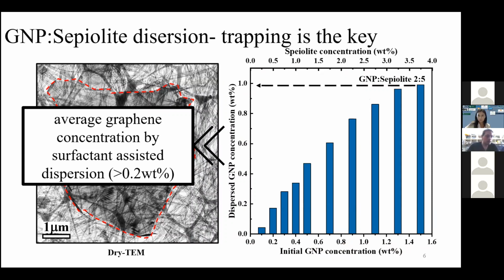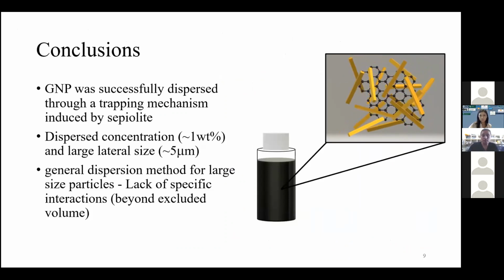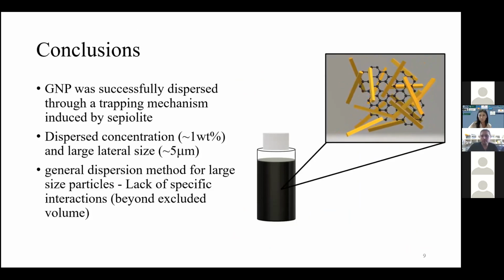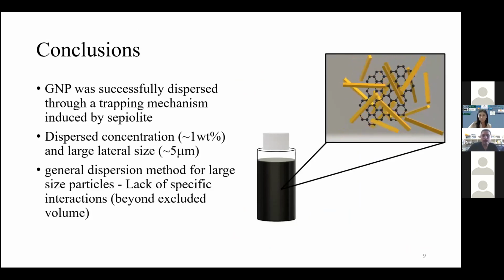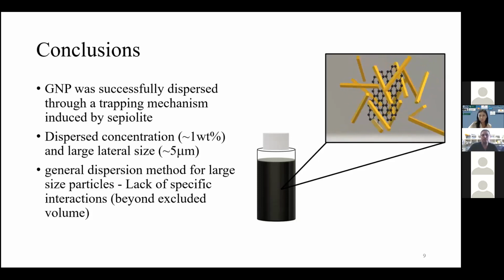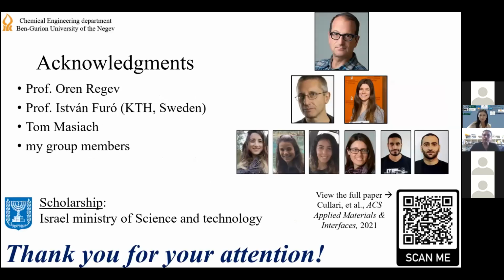surfactant-assisted dispersions. So to conclude this presentation, GNP was successfully dispersed through a trapping mechanism that was never before seen in the literature, obtaining concentrations of up to 1 weight% and a large lateral size, which is an order of magnitude higher. And this is a general dispersion method for large size particles, due to the lack of specific interactions beyond excluded volume. So I want to thank you all for listening to this presentation, and also my professor, Professor Ran Regev, and Professor Ifan Shmuel from KTH University in Sweden.